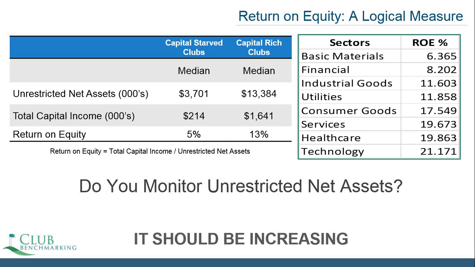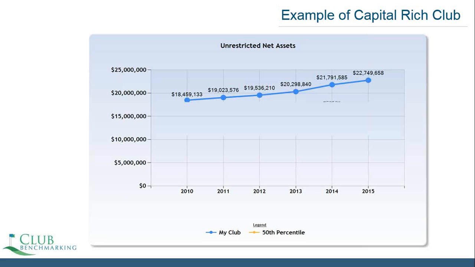How do I measure if the investment I made was a good one, and what benchmarks might I use against that? So the question is, do you monitor your unrestricted net assets? Our view is it should be increasing. One of the reports that users can run in club benchmarking is called the multi-year trend report, and one of the charts in that is unrestricted net assets. I took out the comparative data because it wasn't important. This is just this one club.